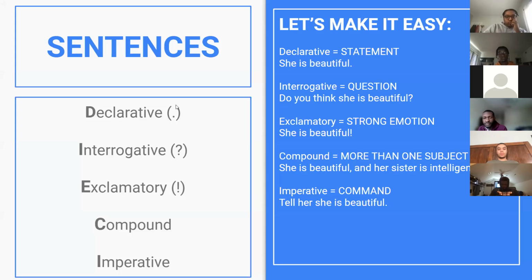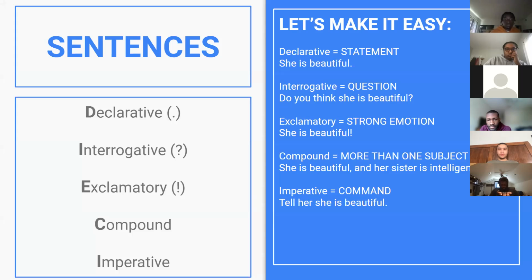Okay, so sentences. I want to make this easy for you. There are different types of sentences, right? So there's a declarative sentence, there's an interrogative sentence, there's an exclamatory sentence, which this should kind of give you clues since I put punctuation next to it. There's a compound sentence, and then there is an imperative sentence, which we use an example.